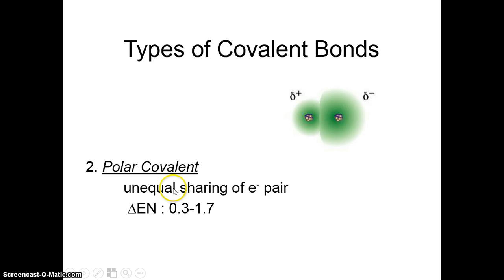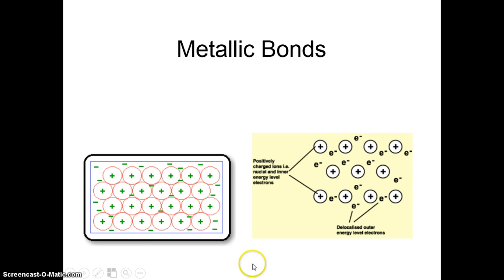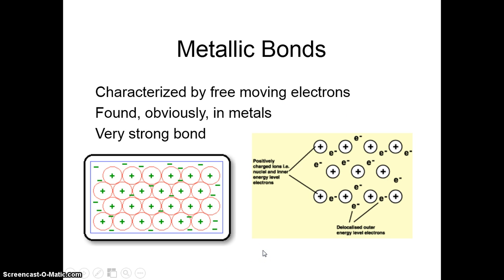Polar covalent is an unequal sharing. Anytime you have a difference in electronegative values at all, and it's a covalent bond, it will be a polar covalent bond, and you'll see an unequal sharing of electrons. In H2S, which attracts electrons more? That would be the sulfur because it has a higher electronegative value. What is the approximate change in the electronegative values? It's about 0.3.